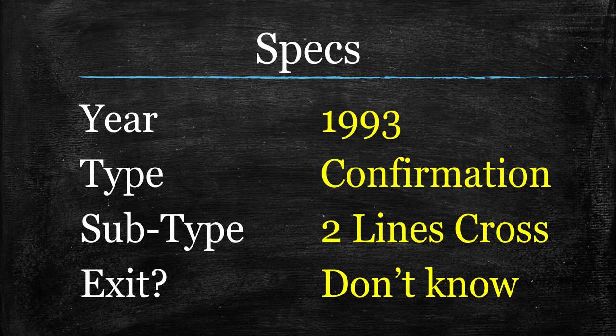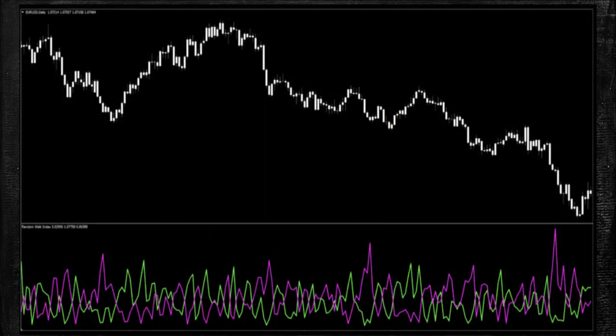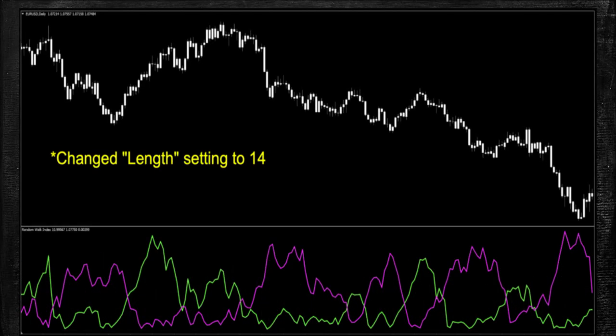Let's go ahead and take a look at it. In its default form, this is probably not something you are going to want to use unless you hate yourself. Very choppy, a lot of noise going on. So what Dan did is he gave you another picture and showed you what it would look like if you just change the length setting to 14. Much easier to read. Looks like it performs a lot better.